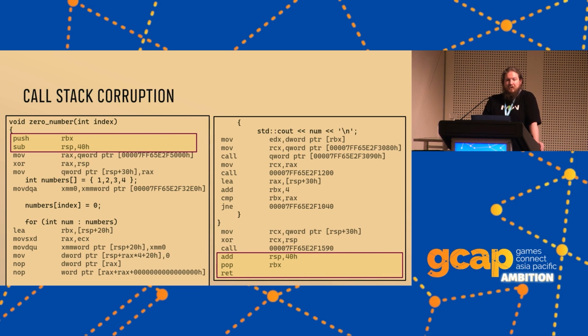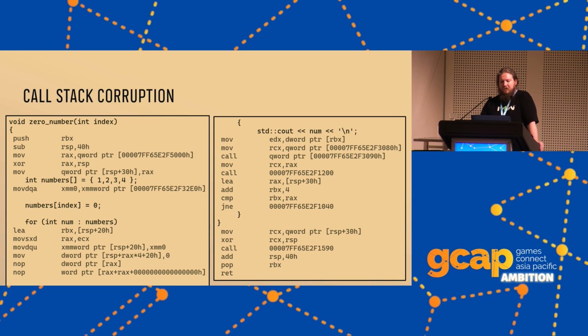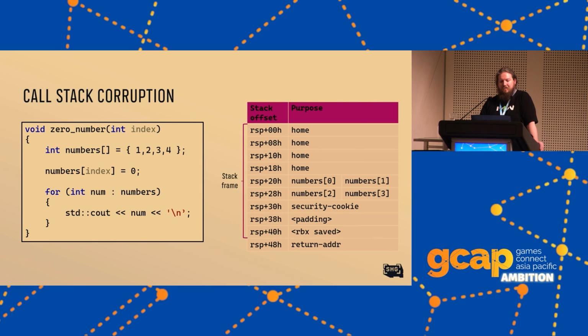And then finally, we've got the prologue and epilogue here, where it's pushing on that non-volatile RBX, and then it's reserving 40 bytes in hex. So this is enough for that numbers array. It's enough for the home area, and a bunch of other things. So let's take a little bit of a look at how that stack is laid out.